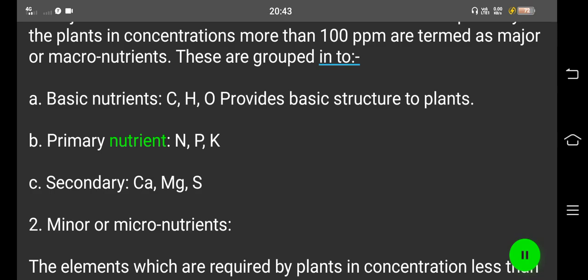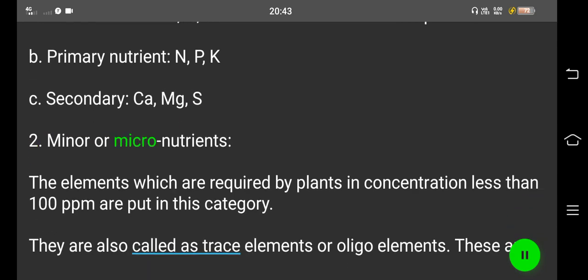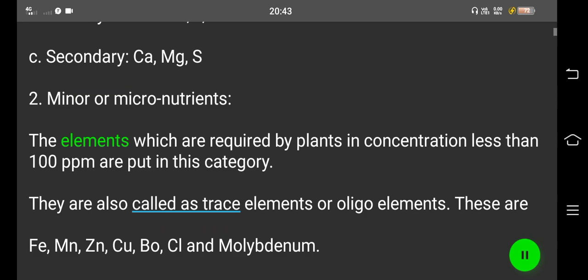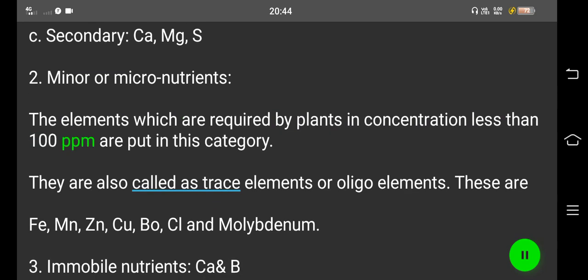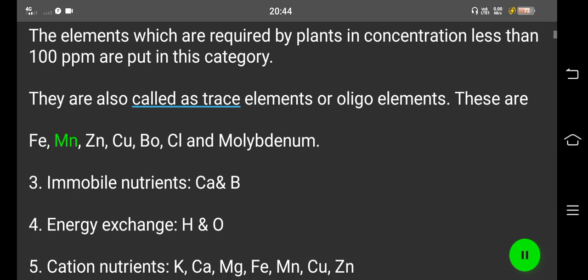B. Primary nutrients: N, P, K. C. Secondary nutrients: Ca, Mg, S. 2. Minor or micronutrients. The elements which are required by plants in concentration less than 100 ppm are put in this category. They are also called trace elements or oligo elements. These are Fe, Mn, zinc, Cu, B, Cl and molybdenum.